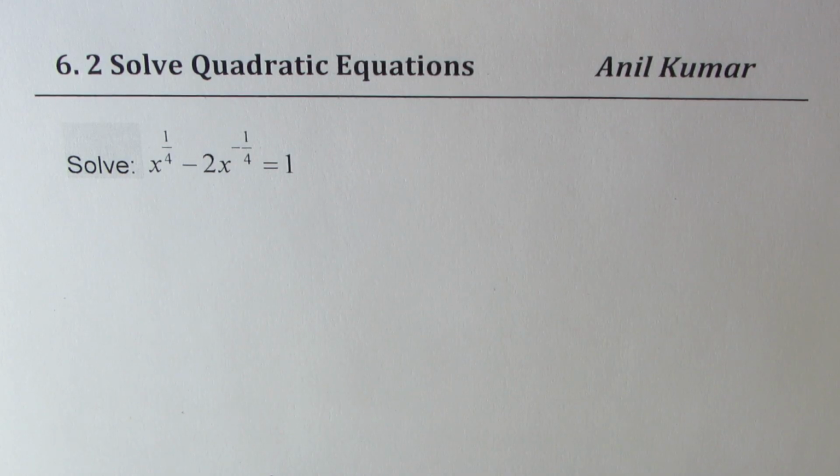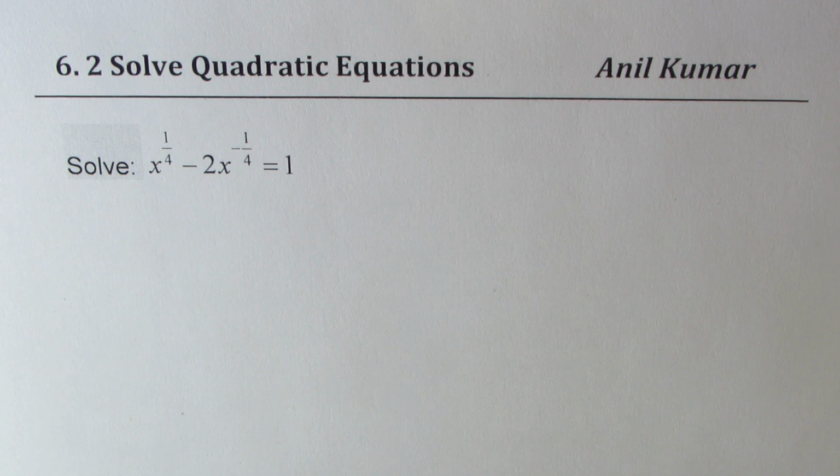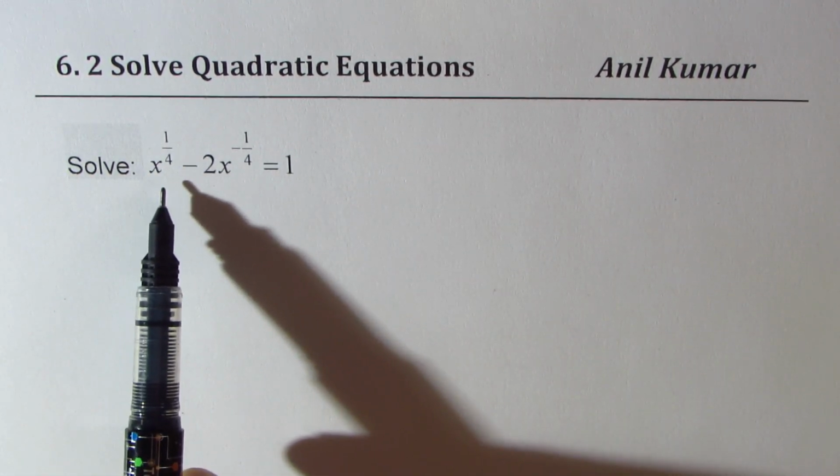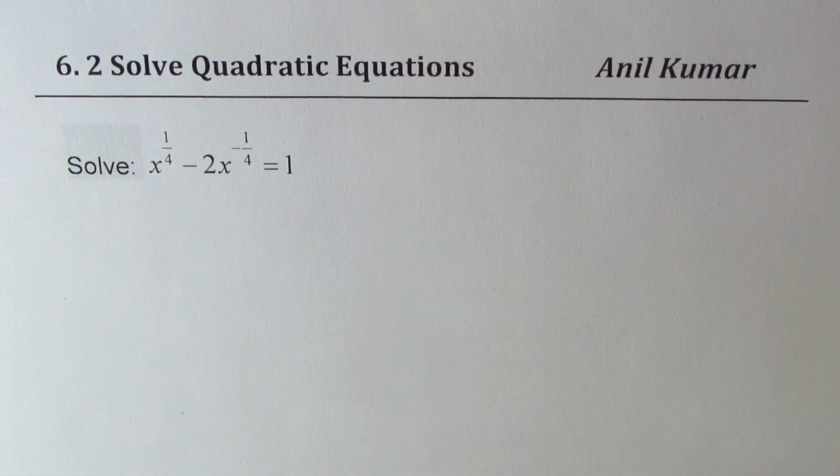I'm Anil Kumar sharing with you the solution of an equation which can be modified to a quadratic equation and then solved. The equation here is: solve x to the power of 1 over 4 minus 2 times x to the power of minus 1 over 4 equals 1. You can always pause the video, answer the question, and then look into my suggestions.